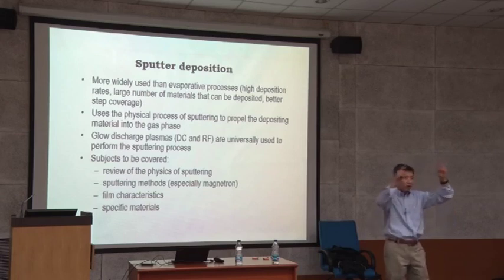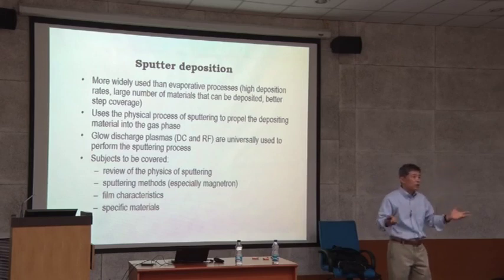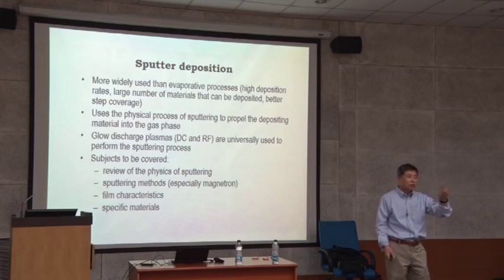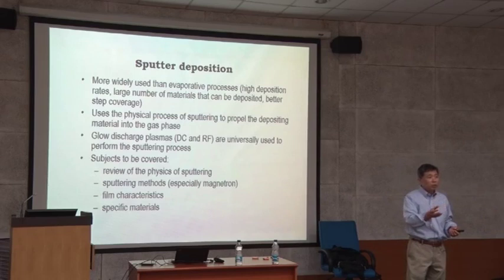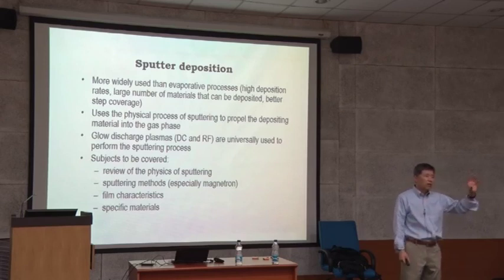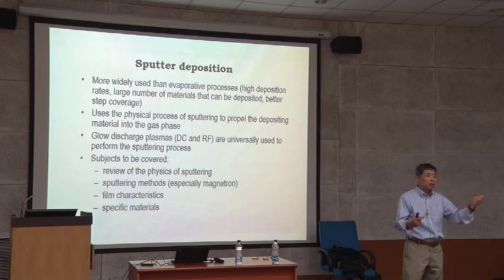DC is very simple: one box, you plug it in, and you can read the voltage and current, look at the power, and just increase the power, that's it. For RF sputtering, you need a matching box, like a tuning box. Inside the tuning box there is a variable resistor and variable capacitor for matching the impedance, because your RF plasma has some kind of conductance. So you have to match the impedance to minimize the reflected power.